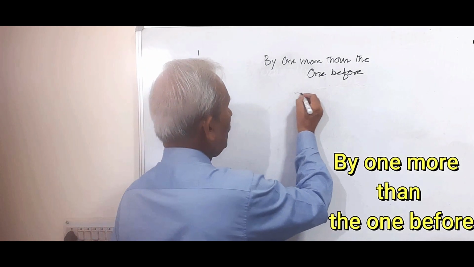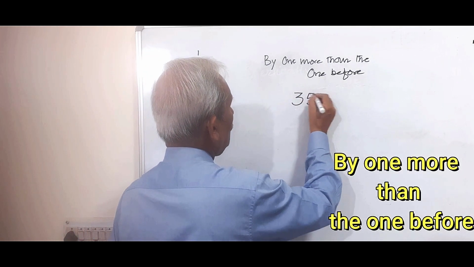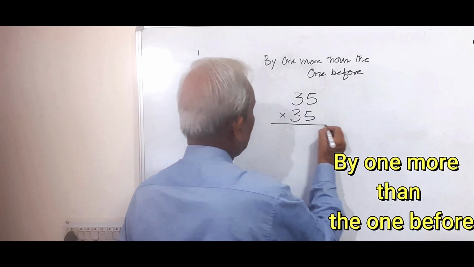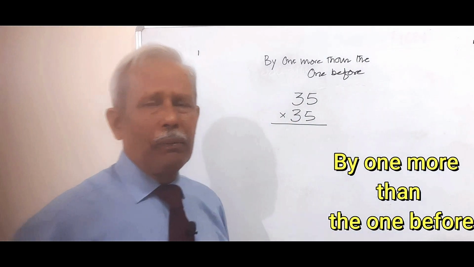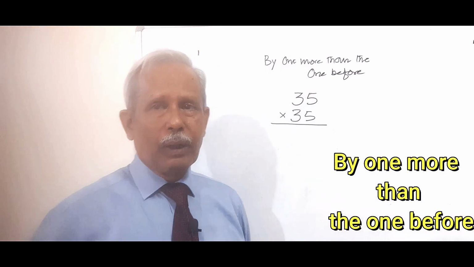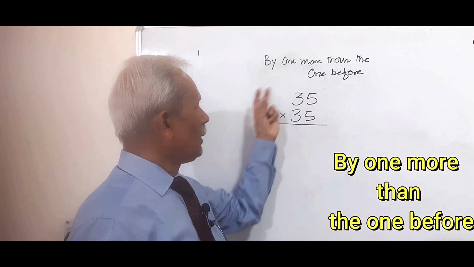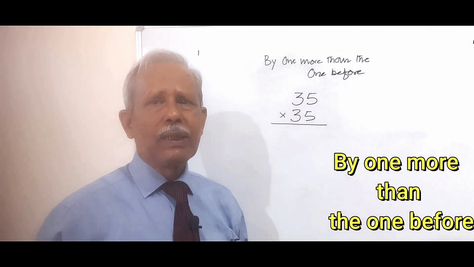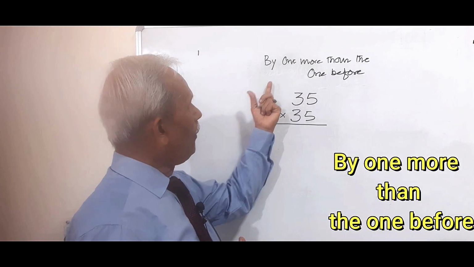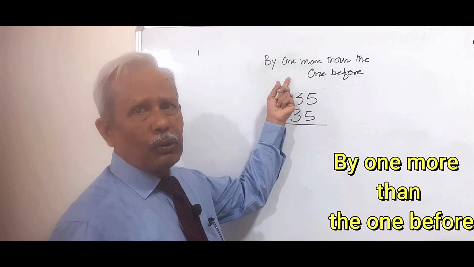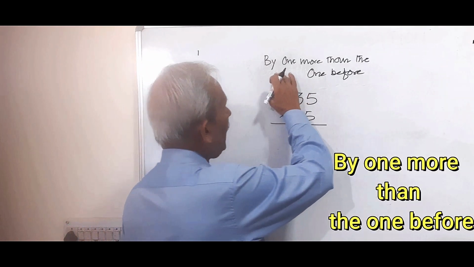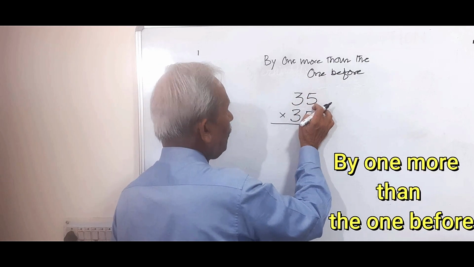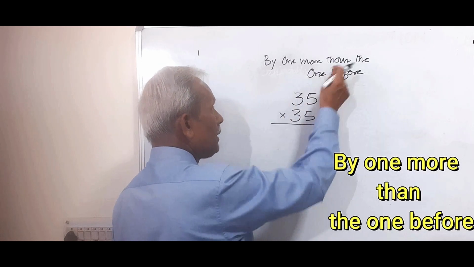Say for example, we are going to multiply 35 with 35. In Vedic mathematics, you should know what kind of problem requires what kind of sutra. I'll discuss what kind of problem this is later on in its respective session. But today I'll show you how I'm going to use this particular sutra here. This sutra says, by one more than the one before. The one before is 3. Before this number 5, the number is 3. This is the hint here.